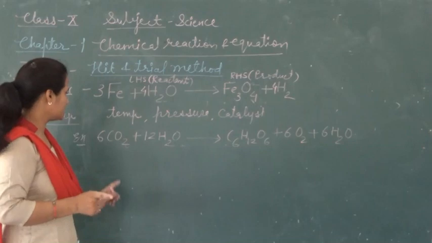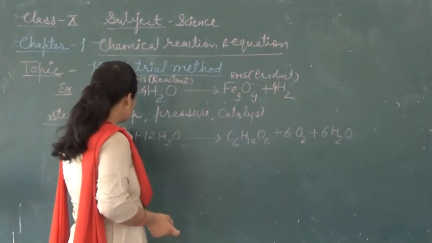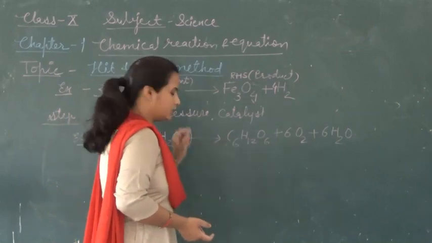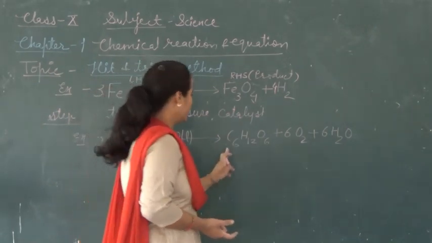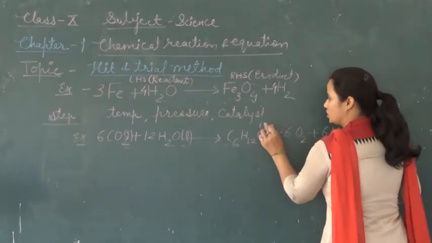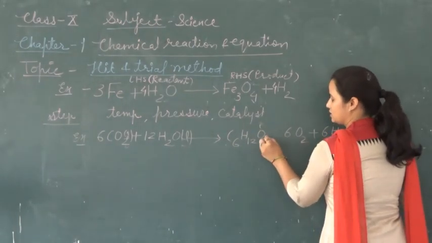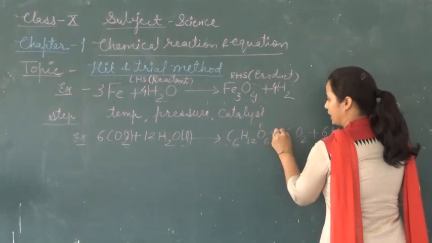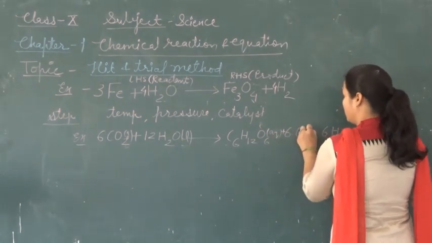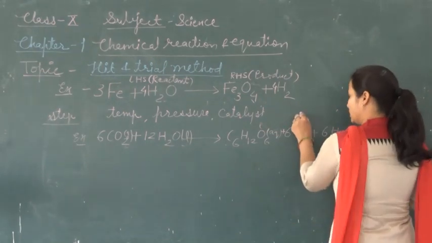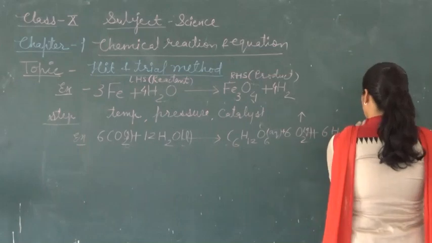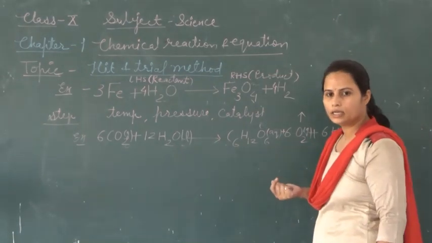The next step is to write the physical state. CO2 is in gaseous form, we know very well. Water is in liquid state, that's why we write the L. The C6H12O6 is an aqueous solution, so after the C6H12O6 we write aqueous in bracket. Oxygen is gaseous in form, we write the G. Oxygen is evolved, we mention the arrow. H2O water is in liquid state, we write the L.